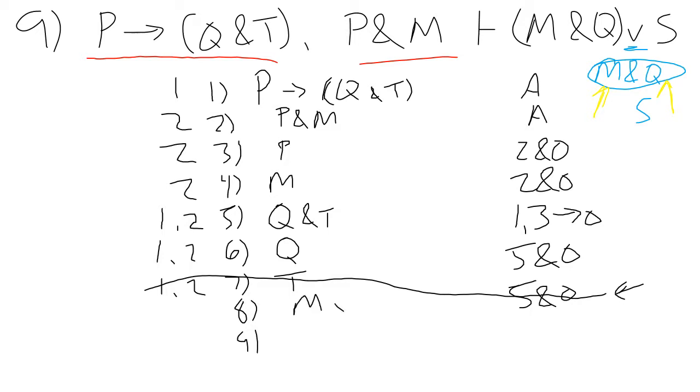So I need M and Q. My M is in line 4. My Q is in line 6. That's ampersand in. Number next to 4 is a 2. Number next to 6 is a 1 and 2. So we'll just do that. And now I have my left side of my disjunction that I'm looking to prove. So I can just do M and Q.